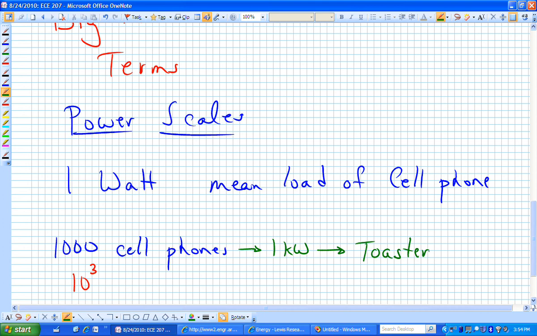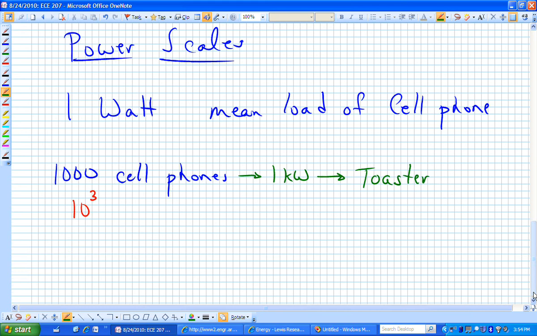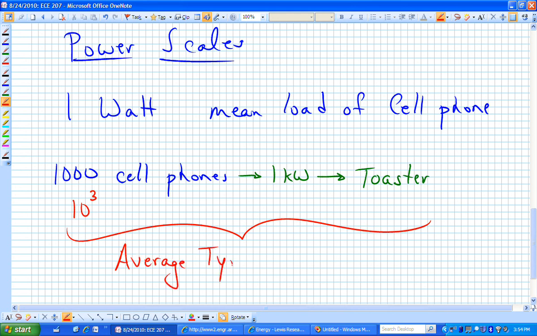A toaster consumes quite a bit. In fact, this 1 kilowatt is the average typical home electricity demand. On average, a home just sitting there consumes 1 kilowatt, 24/7, 365 days a year. You can, in round numbers, think of a home as equivalent to 1,000 cell phones.